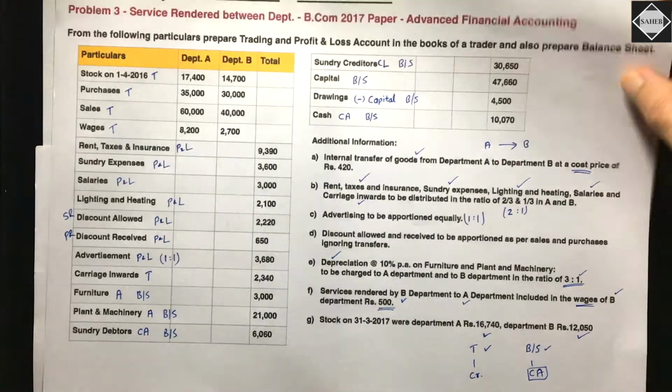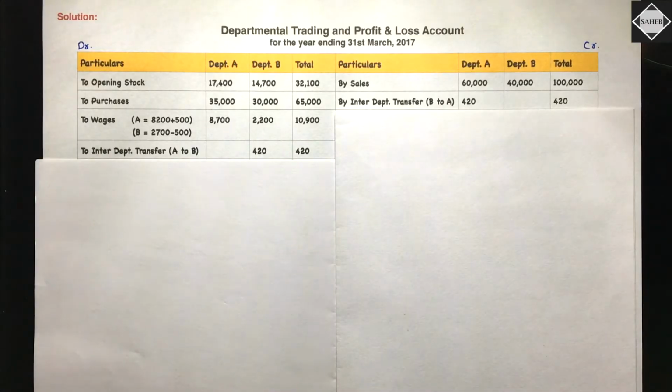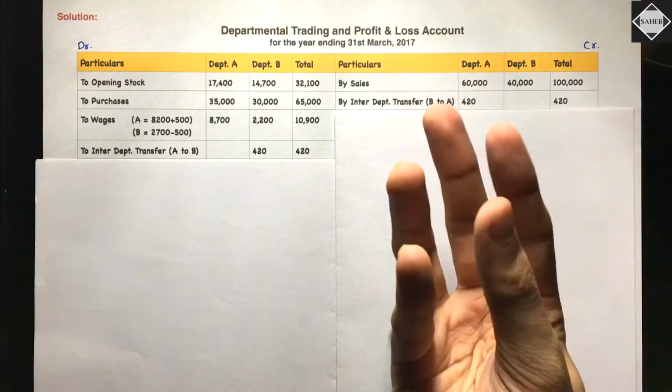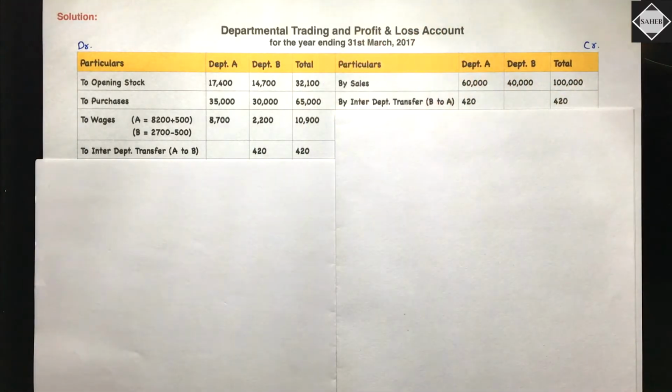It's really simple. See here, to interdepartmental transfer and by interdepartmental transfer, in trading account only we are going to do. Why in trading account? What's the logic? See, goods are directly related with the main trading activity of the business. So that's why over here. Okay, it's like purchase and sales.